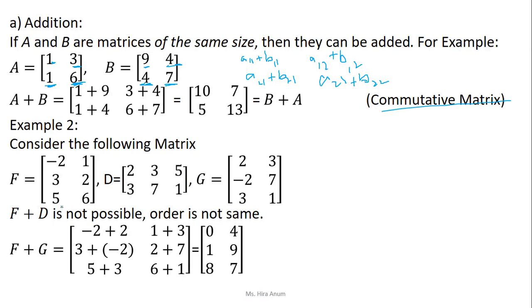Consider the following matrices. You can see this and this order is changed, so we cannot make the sum on this; it is not possible, the order is not the same. But you can see F and G are the same order. Then you can add minus 2 plus 2, 1 plus 3, 3 plus minus 2, 2 plus 7, 5 plus 3, 6 plus 1. It becomes 0 4 1 9 8 7.